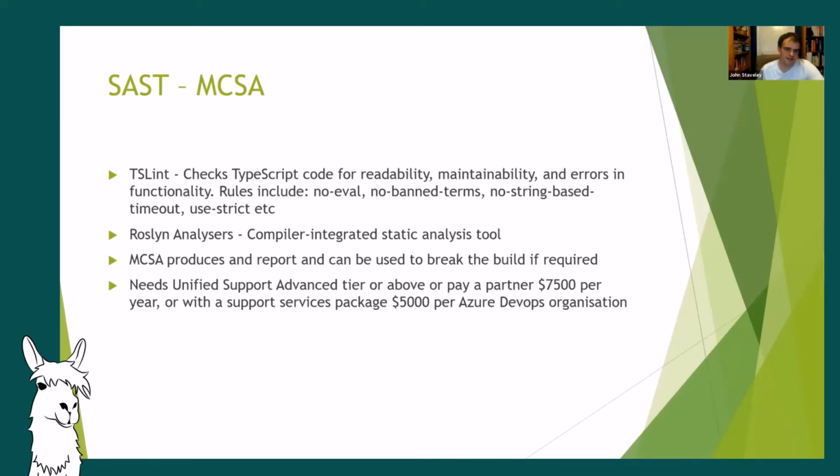This requires some setup, and it's integrated with your code at build time. The NCSA produces a report to be used to break the builds if required. The thing I'd say about this is it's quite expensive if you're a small organization. It's $5,000 to $7,500, but it is per organization. So if you've got 200 projects, it's still the same price as if you've got 1,000 projects or one project. So the more you use it, the more you get out of it.